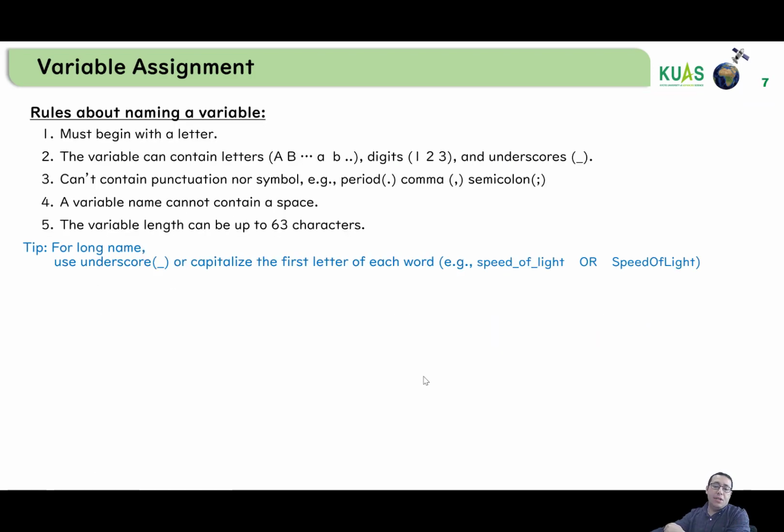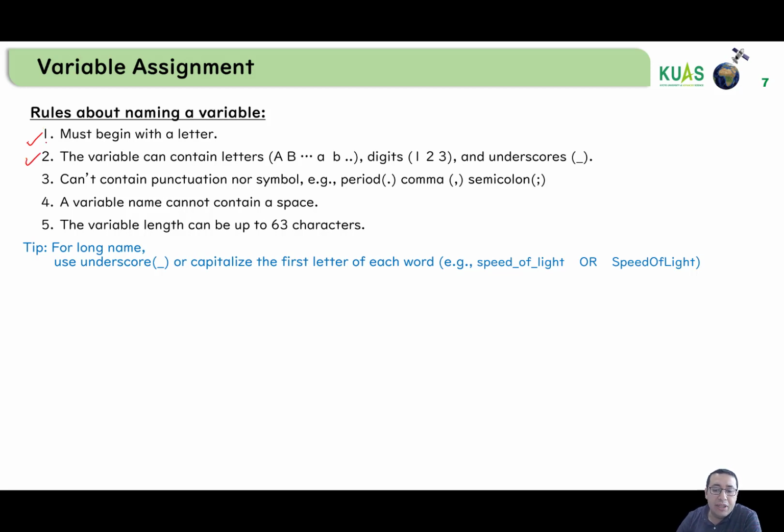And the question is, are there any rules for the variable name? Of course, to name the variable, there should be some rules. The first one, this variable must begin with a letter. So we can't start with a number or any other option. It should be a letter.